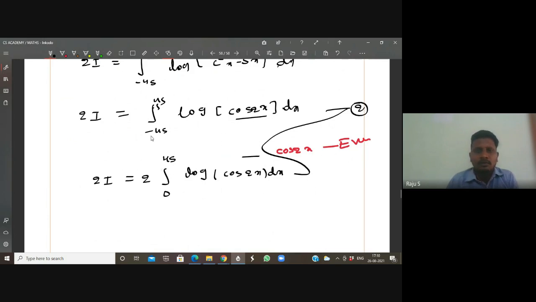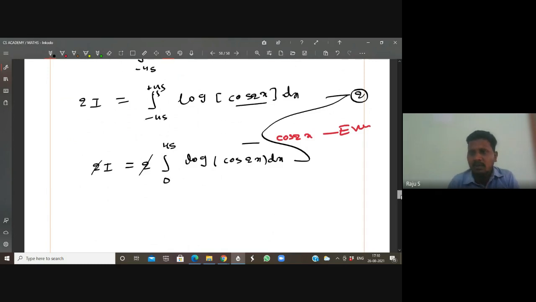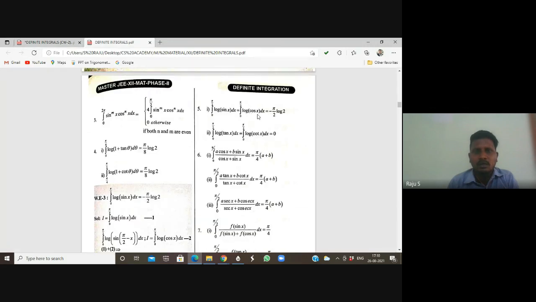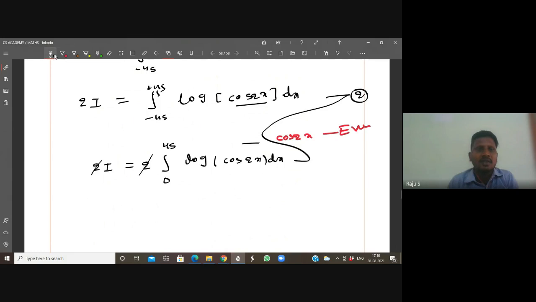Let us take this as equation 2. Minus a to a can be written as 2 times 0 to a, then log of this, because cos 2x is even, log of cos 2x is also even. Whenever it is even, we write this way; whenever it is odd, we write directly 0. But we know that the value of the integral of log of cos x from 0 to pi by 2 is minus pi by 2 log 2. Pi by 2 means 90, but here 45 is there. What shall we do? Shall I take 2x equal to t? Then x is equal to t by 2 and dx is equal to dt by 2.